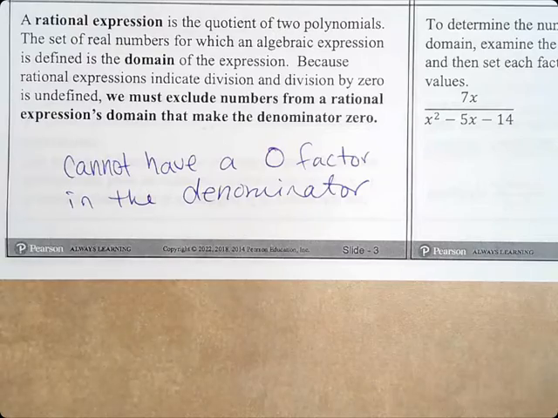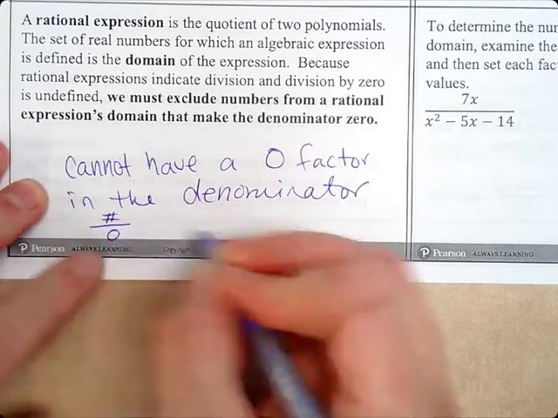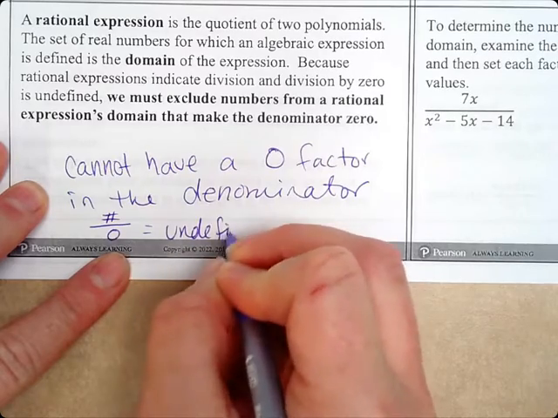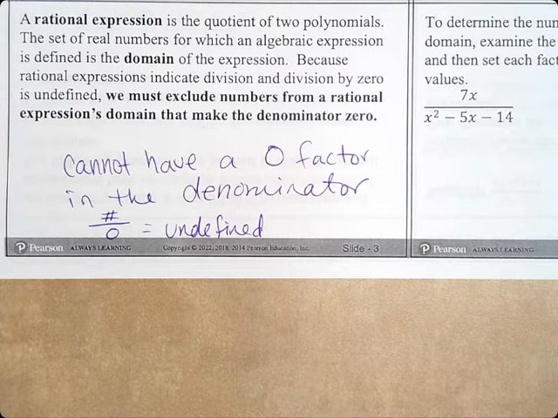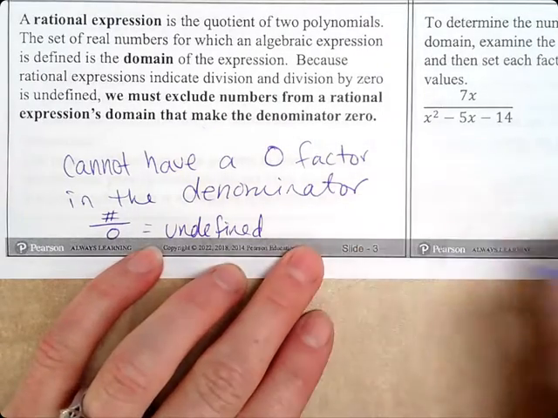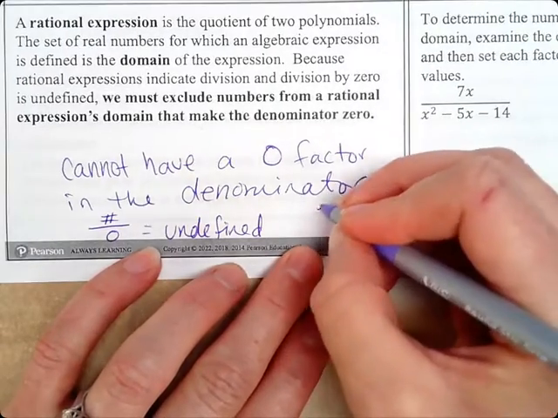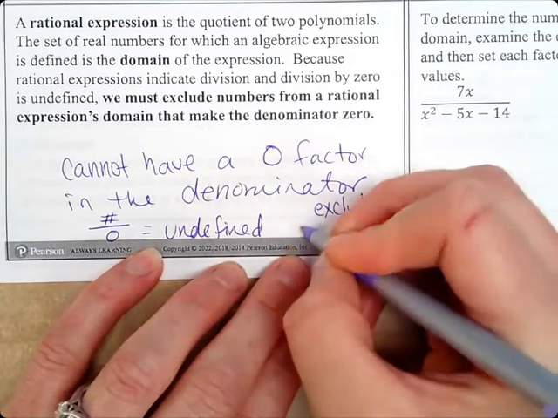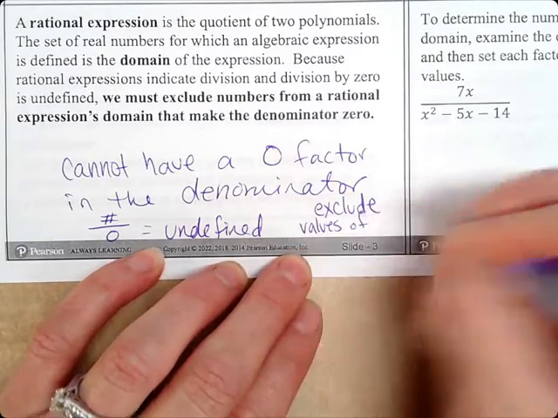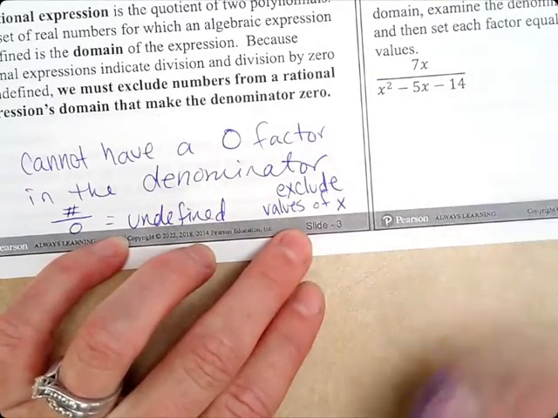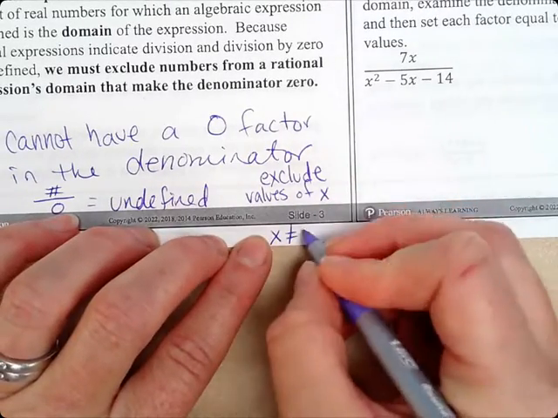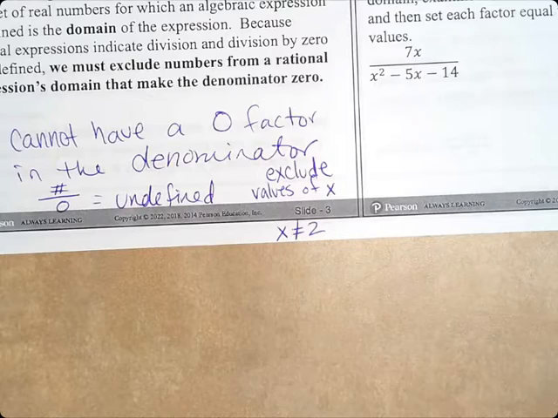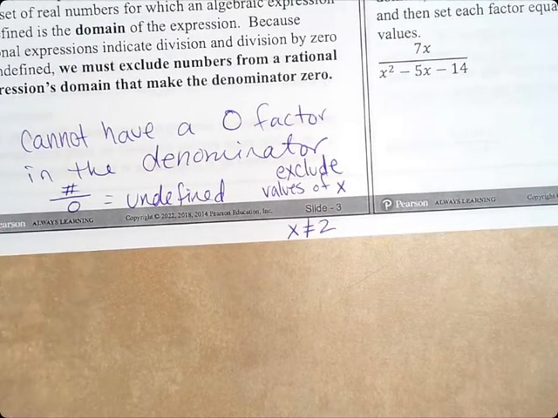Because we've learned a long time ago that anytime you have a number over 0, that gives us an undefined answer. So we've got to find out what would make the denominator equal to 0, and then we would exclude that by saying x does not equal a certain number. Exclude values of x. And so we would write that as x does not equal 2 or whatever it is.